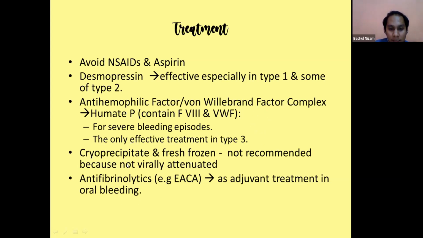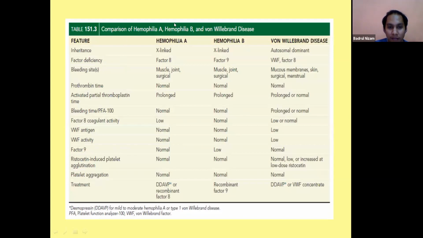And cryoprecipitate and fresh frozen plasma are not recommended because usually both of these are not virally attenuated, so they can cause transmission of viruses such as hepatitis B. Okay, and for oral bleeding, we can use aminocaproic acid as adjuvant treatment to stop the bleeding. So these are the differences between hemophilia and von Willebrand disease in terms of bleeding site, prothrombin time, APTT, and the specific investigation. So you can view this later.